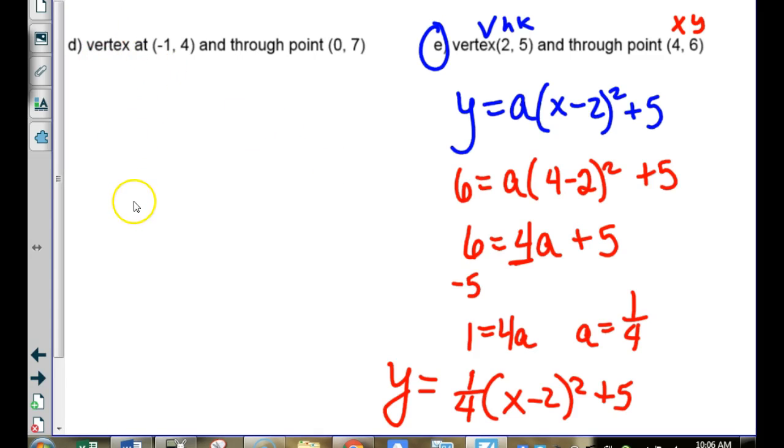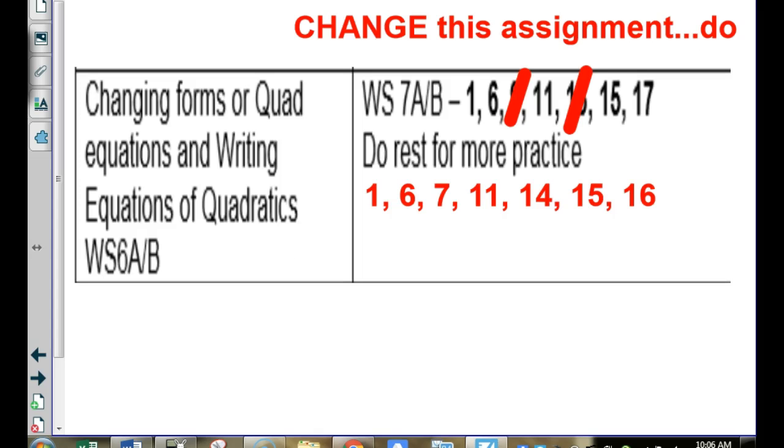Okay. I need somebody really quick to show me the worksheet, the next one, the homework one. 7. Okay. Because I'm worried that we need to not do all of them. I want to be able to tell you which of these you're ready for. Does anybody have their blue sheet out? Is that what it says on the blue sheet? 1, 6, 7, 11, 14, 15, and 16?